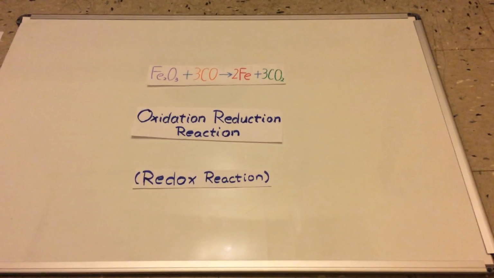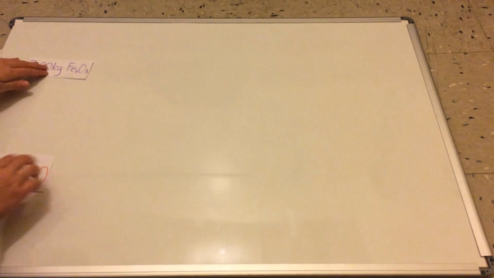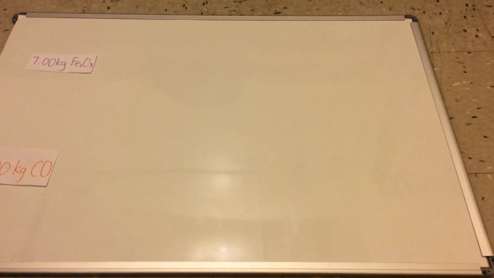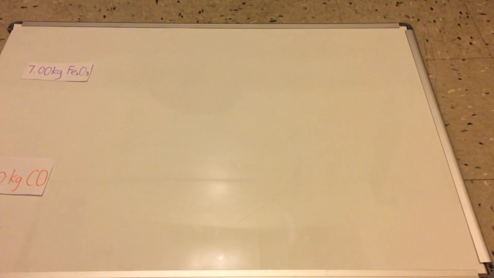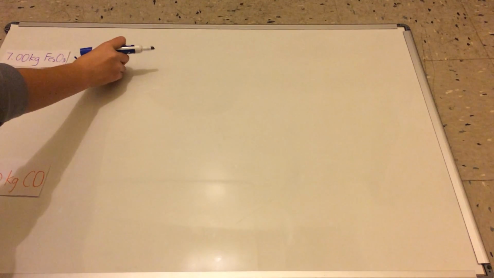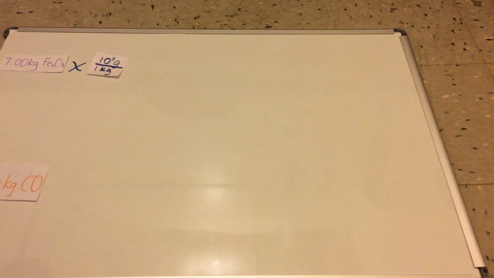Now, if we have 7 kilograms of iron(III) oxide and 3 kilograms of carbon monoxide, how many kilograms of iron would be produced? Let's first look at how many moles of iron each of the reactants can produce if we had an unlimited supply of the other reactant. Since the molar mass of elements is calculated in grams per mole, we need to first convert kilograms into grams. In the conversion factor, kilograms are on the bottom since we want them to cancel out.